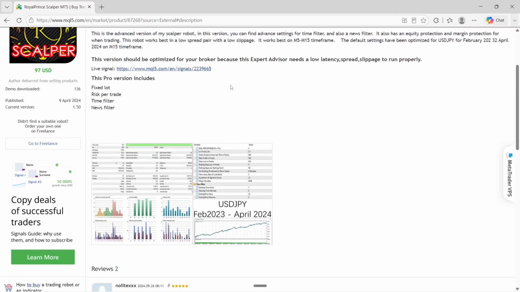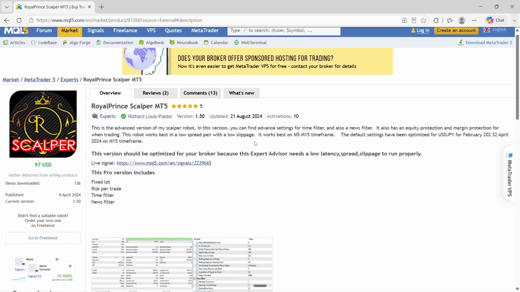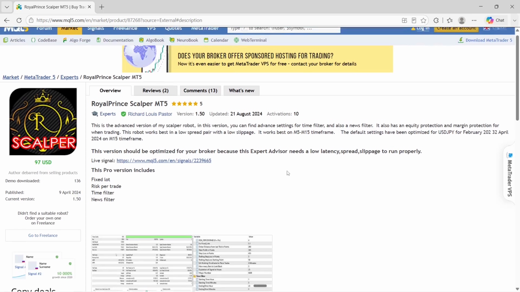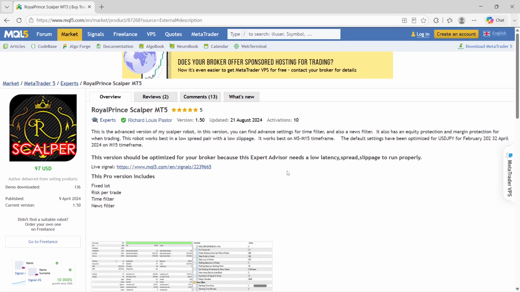So the key features include fixed lots or risk per trade sizing, time filter for session control, news filter to avoid high impact events, equity protection, margin protection, and optimization for low spread environments. It is positioned as a more controlled scalper than basic versions, with protective mechanisms to limit damage during adverse conditions. Users are expected to fine-tune settings for their specific broker conditions.